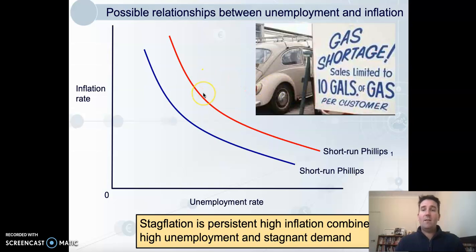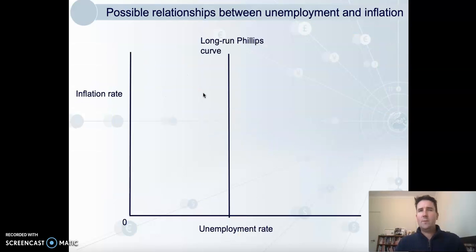In the long run, the story is a little different. In the long run, the Phillips curve is vertical at the full employment level. This should look very familiar to us. This is the long run aggregate supply curve. We can show why the negative relationship between inflation and unemployment does not hold in the long run. You've seen this before, but let's just go through it again.